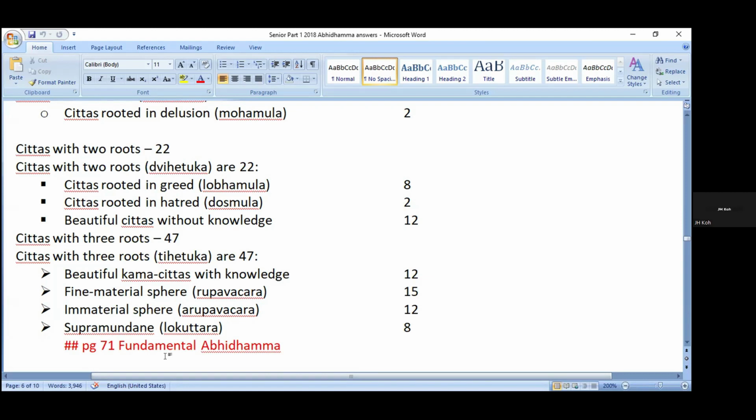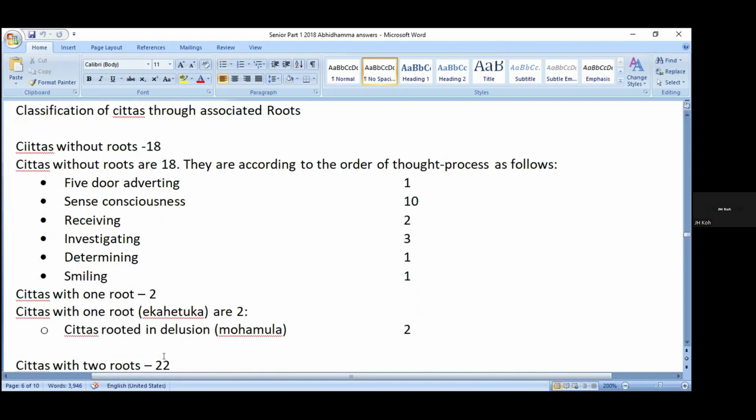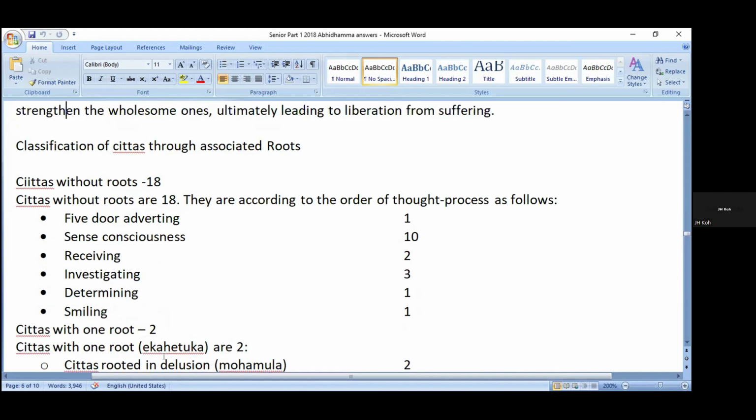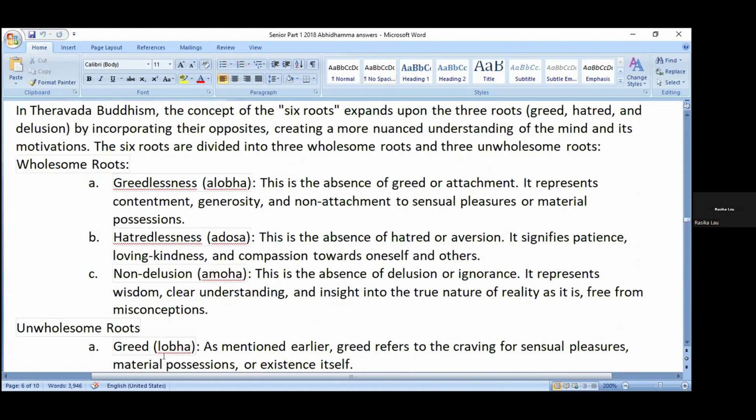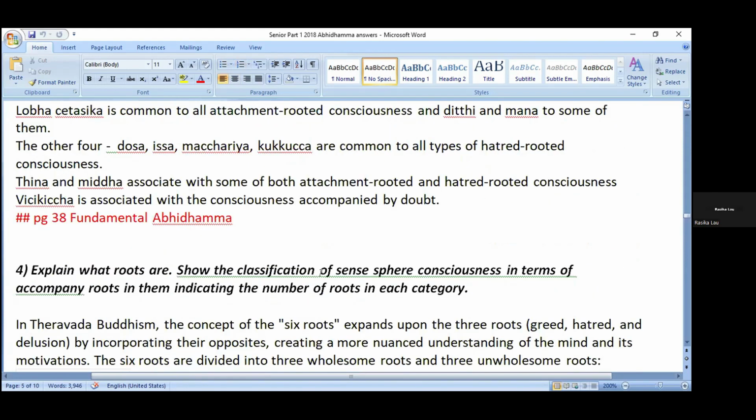Okay, this question is about the sense sphere. The sense sphere for the three roots is only 12, not 47, because 47 includes the others. The question is about the sense sphere. Let me explain what root, and show the classification of sense sphere consciousness in terms of accompanying roots. The Rupa, Arupa, and Lokuttara are not included for the three roots.